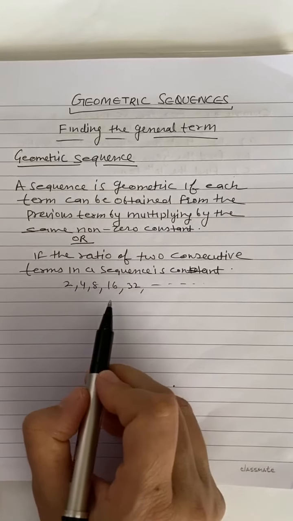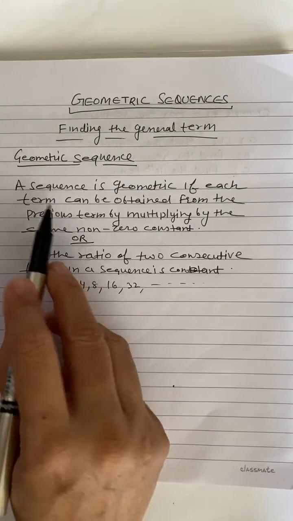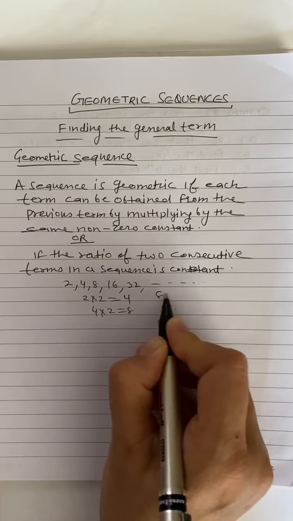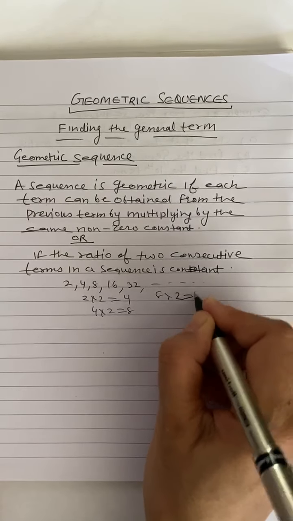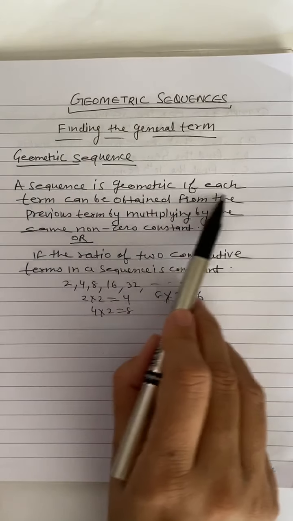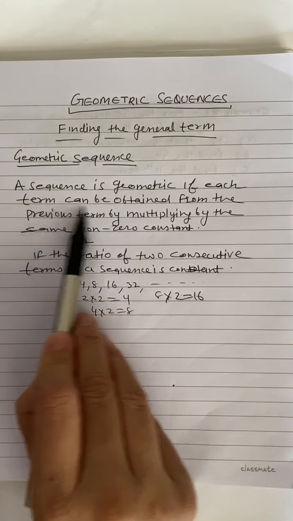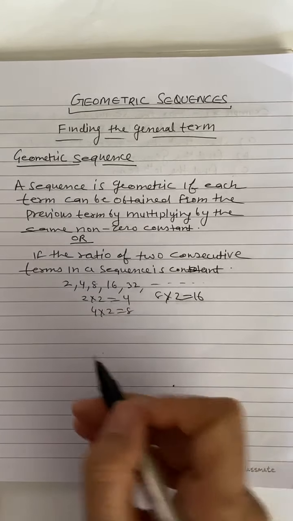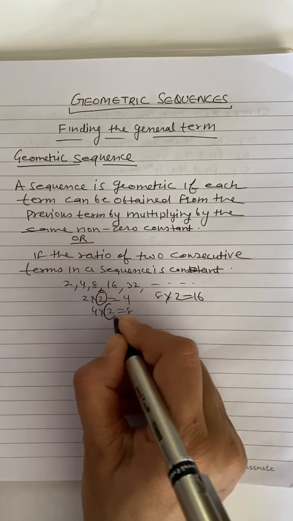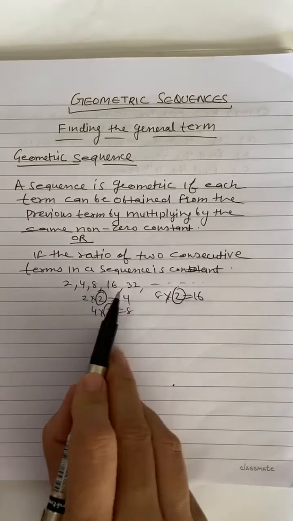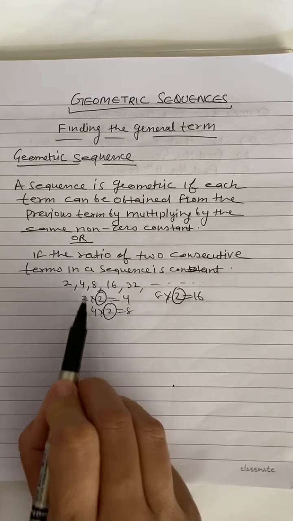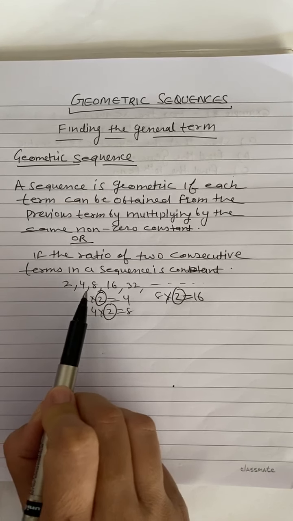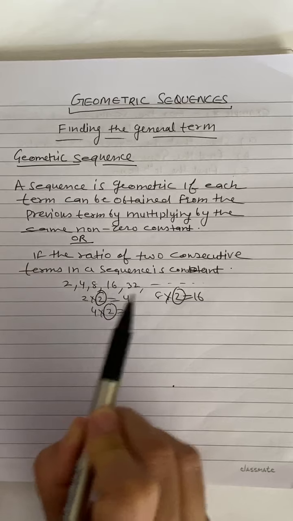So this is an example of a geometric sequence, and here you can see that 2 multiplied by 2 gives you 4, 4 multiplied by 2 gives you 8, 8 multiplied by 2 is 16. So according to the first definition, a sequence is geometric if each term can be obtained from the previous by multiplying by the same non-zero constant. In this case, that same non-zero constant is 2. So you can find out whether a sequence is geometric by looking at whether you multiply the previous term by the same number and it gives you the next term, and keep on doing that.